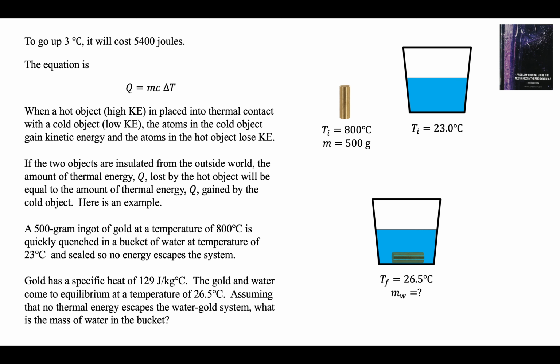So gold has a specific heat of 129 joules per kilogram per degree Celsius, or degree Kelvin. The gold and the water come to the equilibrium temperature at 26.5. So how much water is in the bucket? That's the question. We know the temperature change of the gold. We know the specific heat of gold. We know the initial temperature of the water. We can get the mass of the water.